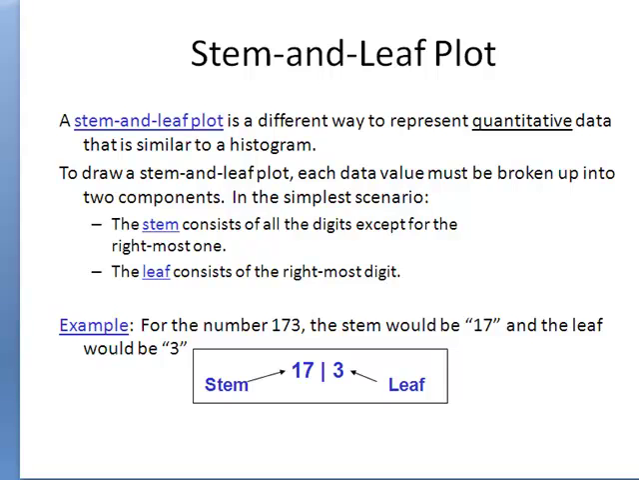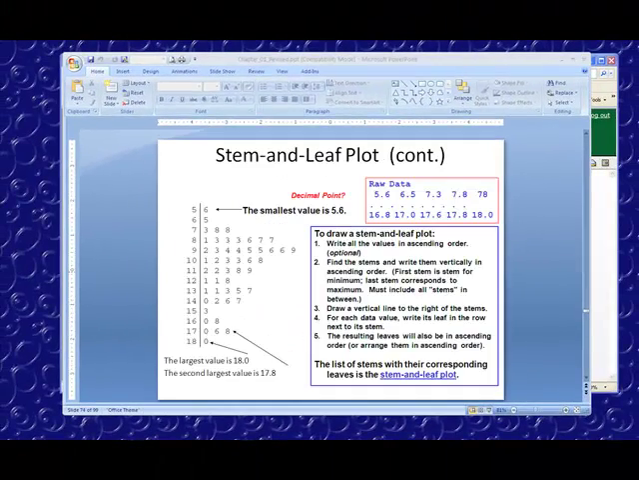What happens is you're going to have data, and look at the example here, for the number 173, and depending on what your data is, we're going to have the stem being 17 and the leaf being 3. In other words, our units digit is the leaf, and our stem is the hundreds and tens place. So let's look at another example.